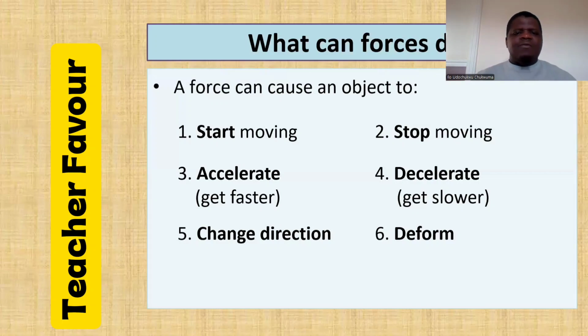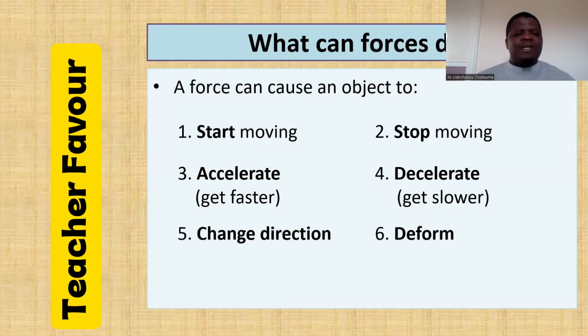Number 1, a force can cause an object to start moving. An object that is stationary, when a force acts on it, it can move. Number 2, a force can stop a moving object. An object in motion, when it encounters a force, it can come to a stop. And number 3, a force can make an object accelerate. Accelerate means to move faster. And number 4, a force can make an object decelerate. Decelerate simply means to get slower or to move slow.